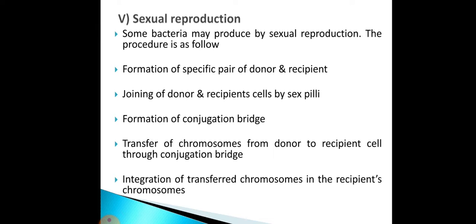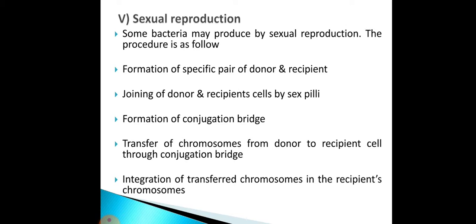Then we will see sexual reproduction. Some bacteria may reproduce by sexual reproduction. The procedure is as follows. Formation of a specific pair of donor and recipient. Joining of donor and recipient cells by the sex pili. Formation of a conjugation bridge. Transfer of chromosomes from donor to recipient cell through the conjugation bridge. Integration of the transferred chromosomes into the recipient's chromosome. So this is all about sexual reproduction.